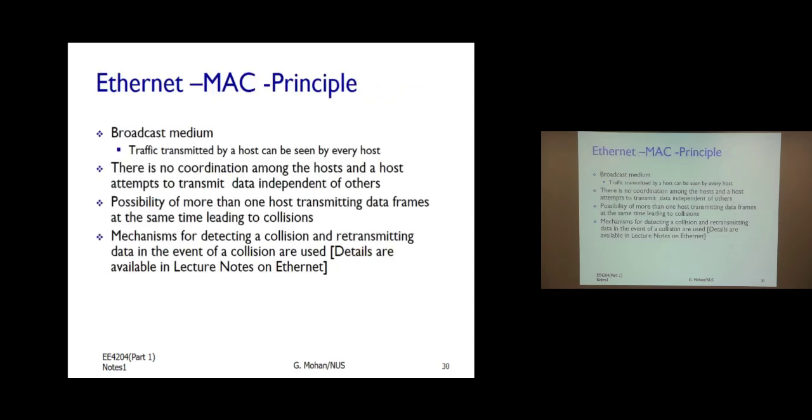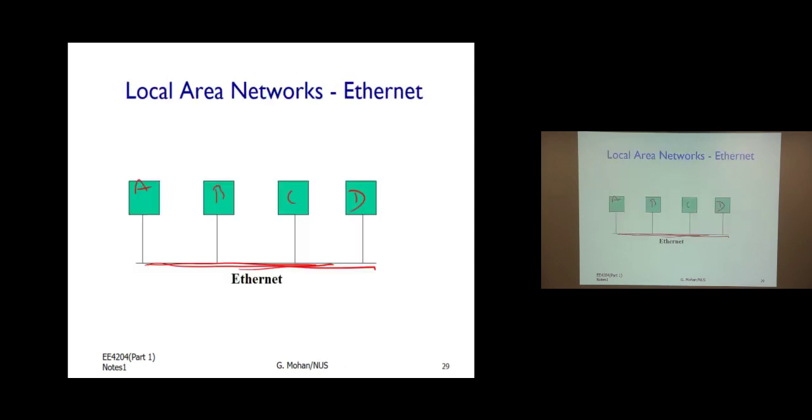Let's quickly look at how they differ. Ethernet takes a very simple approach. Let's say this is an Ethernet based network. That means this cable is an Ethernet cable. It could be coaxial cable based, or a twisted pair cable used to connect the hosts. Let's say it has a capacity of 100 Mbps.